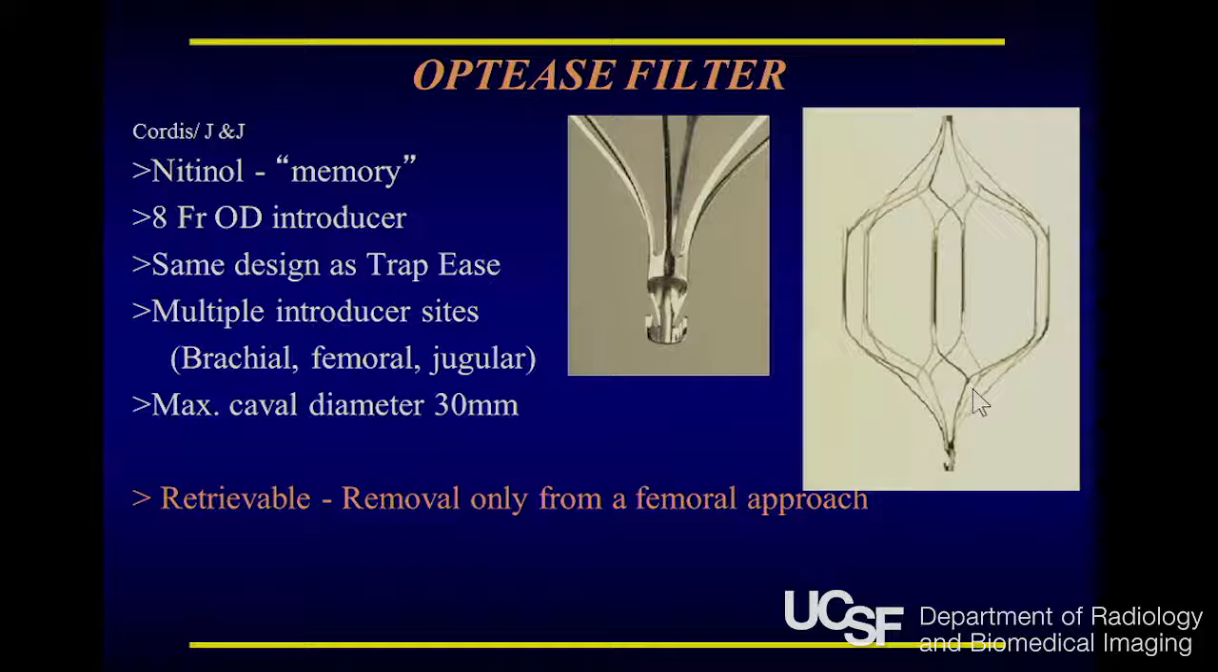However, and it is removable. However, the hook is on the inferior aspect of the filter, so if you're going to retrieve or remove it, you have to do it from a femoral approach. You can't do it from a jugular approach. Although you can insert it from either femoral or jugular approaches, you have to remove it from a femoral approach. And this will accommodate a cava up to 3 centimeters in diameter.